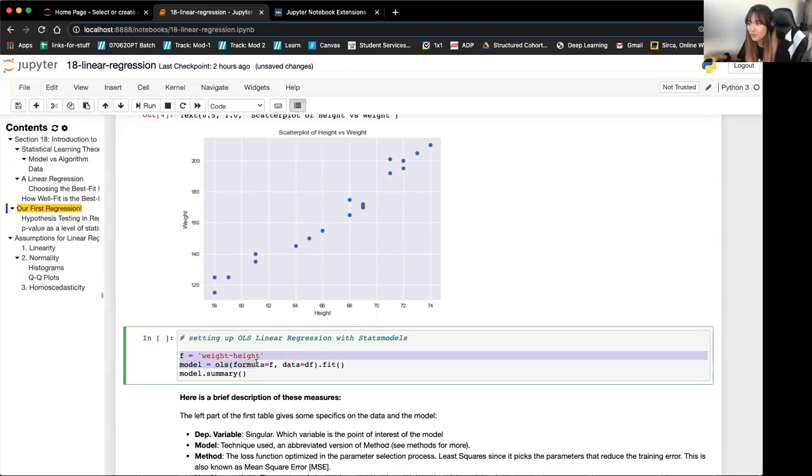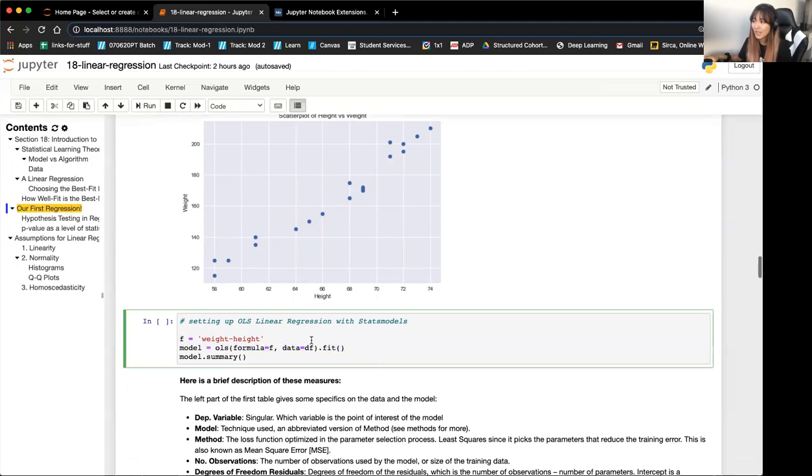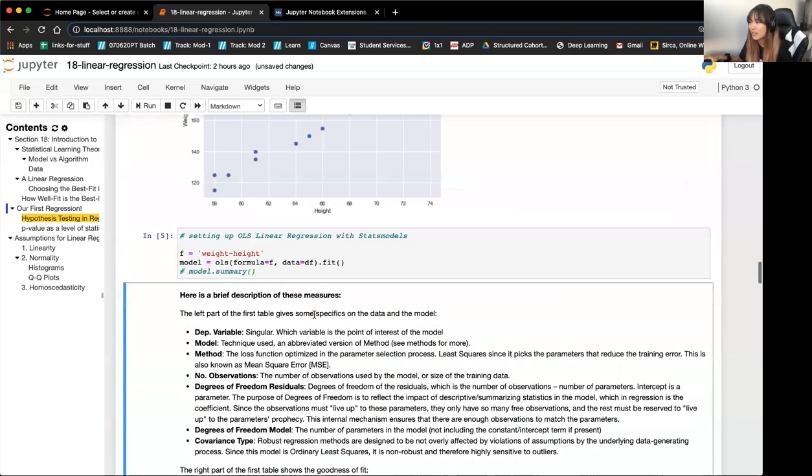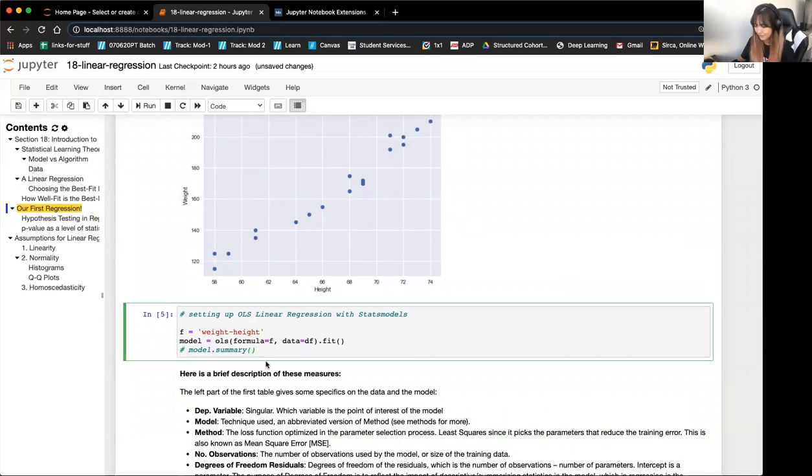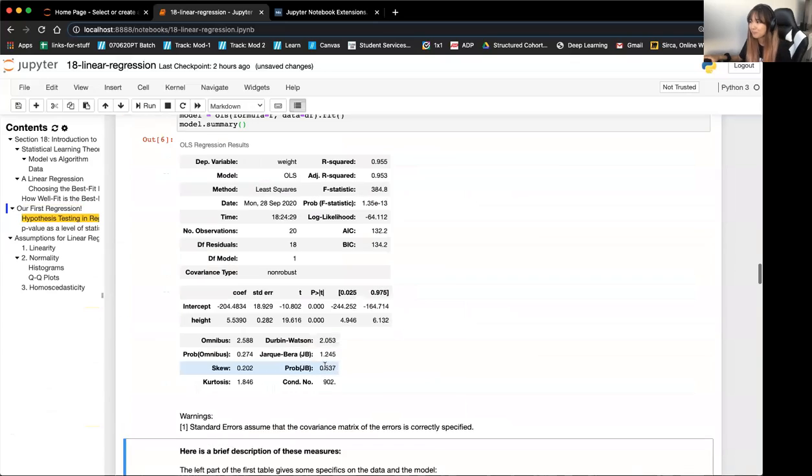So we define our formula first as a string, and then we create this model object where we tell it we're using OLS, giving it the formula, giving it the data, and you always have to call .fit. The .fit is what is fitting the line to your points. And to get an output, you do model.summary. If we don't do model.summary first, I don't think you get any output. Yeah, there's no output. But we do that.